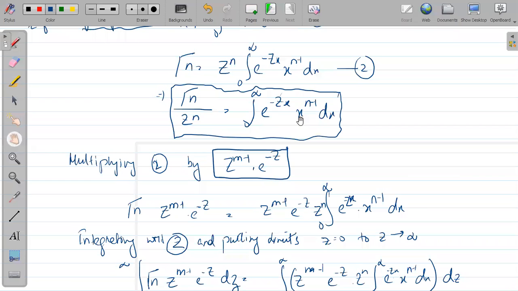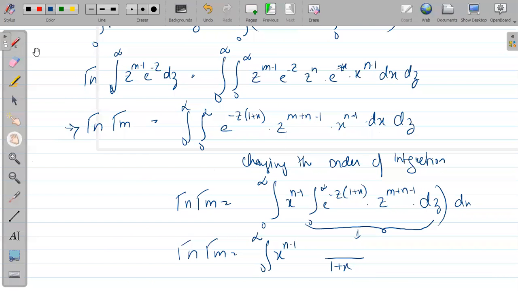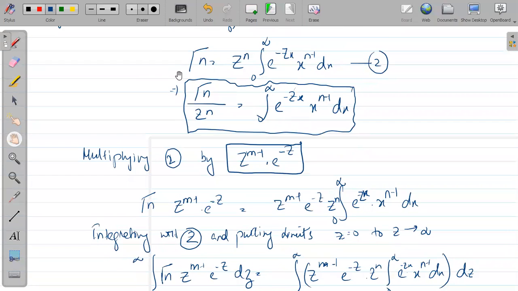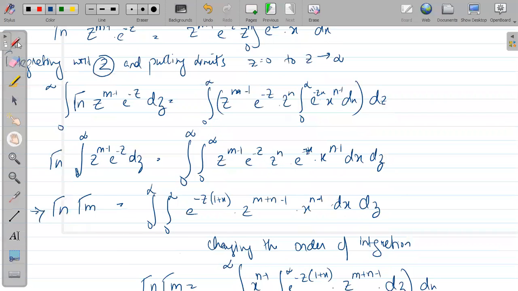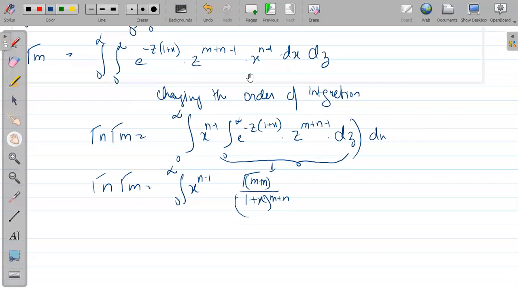What is the x to the power n minus 1? What is used here? n is used here. Here m plus n is used here. So here it is gamma m plus n, 1 by (1 plus x) raised to the power m plus n. This is m, this is also m, this will also be the same. So here 1 plus x to the power m plus n. Have you got it?